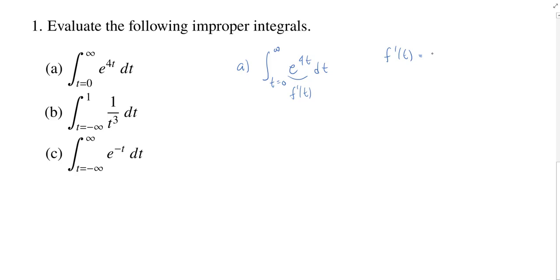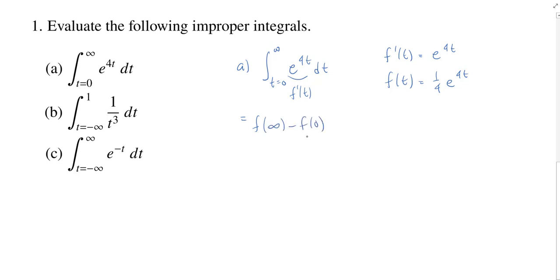So let's just copy this over here. An antiderivative of e to the 4t is a fourth e to the 4t. If I take the derivative of an exponential, it's basically going to be the same, except I have to multiply by the derivative of the exponent because, chain rule. So that would here give me a derivative of 4t, which is 4, and that's why I needed this 1/4 to compensate. Okay, so my improper integral then is going to be f of infinity minus f of 0.